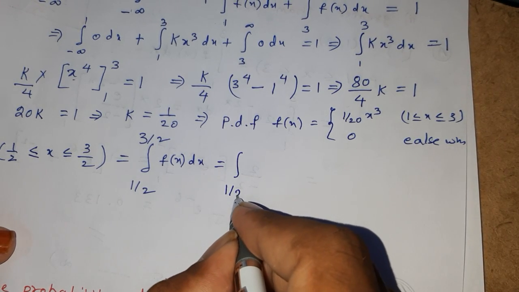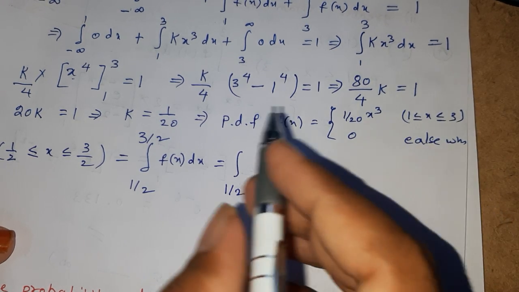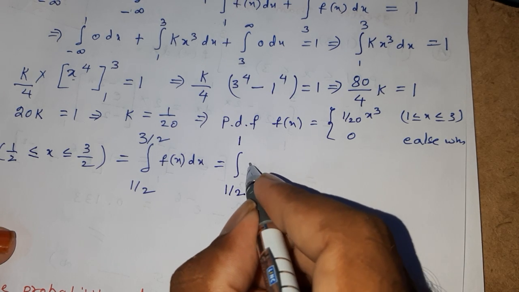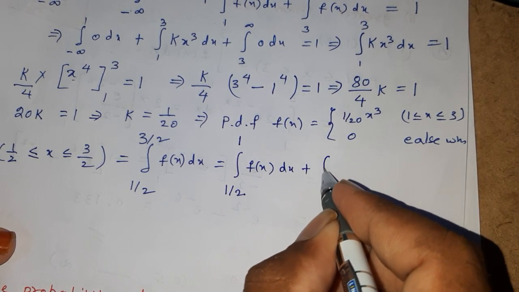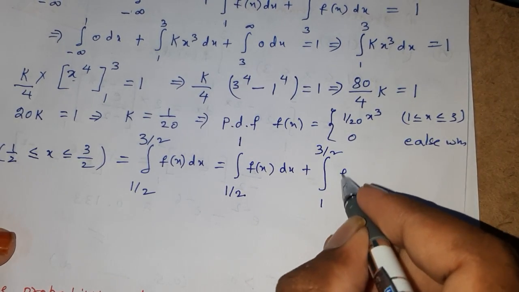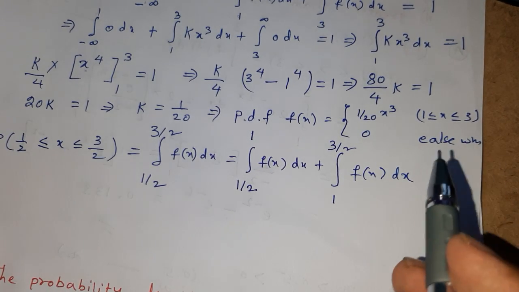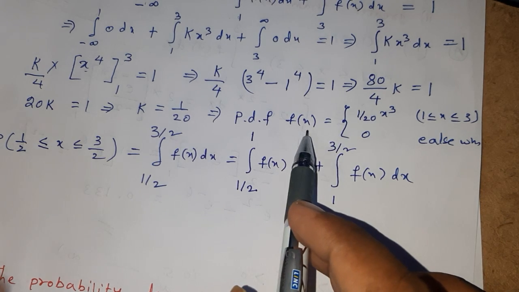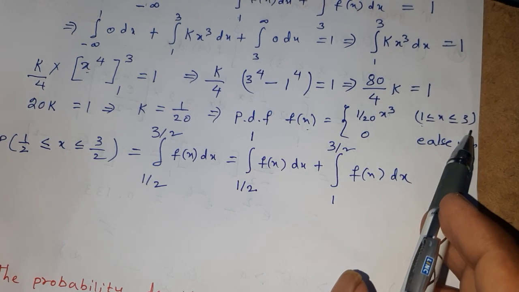We need to separate this integration as the integral from 1 by 2 to 1 of f of x dx, plus the integral from 1 to 3 by 2 of f of x dx, because f of x has a value other than 0 only in 1 to 3.